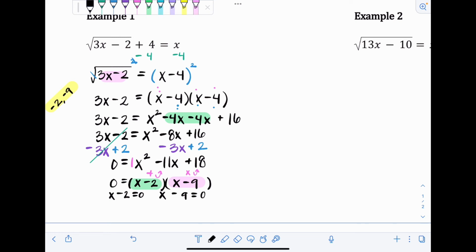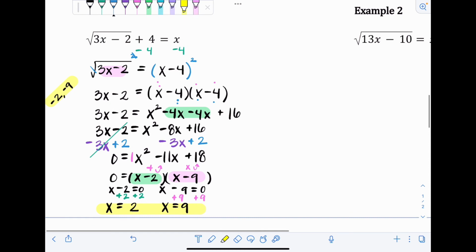And then we can solve each separately. So if we add 2 to both sides, we end up with x equals positive 2. Add 9 to both sides over here, end up with x equals positive 9. So we have x equals 2 and then x equals 9. We are going to check both of these though and see if they both work or if one of them doesn't. So to check, we need our original equation.